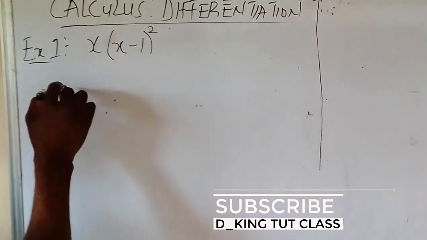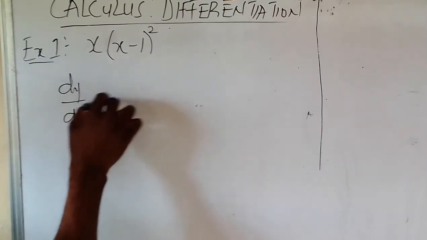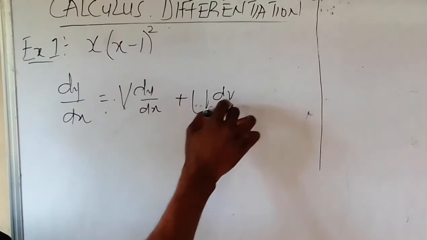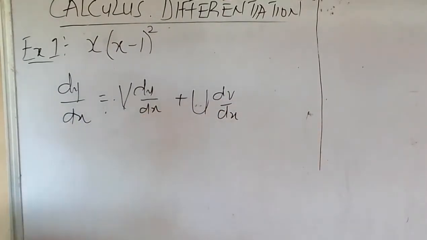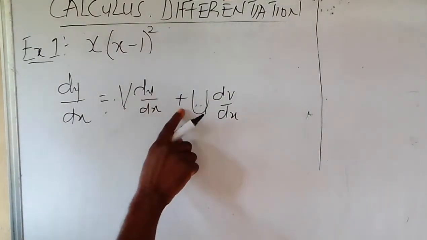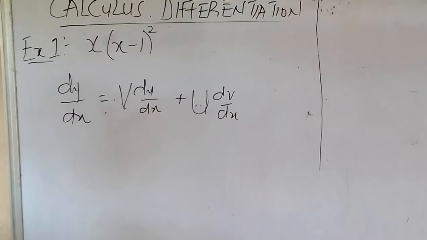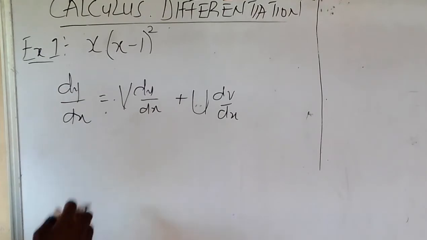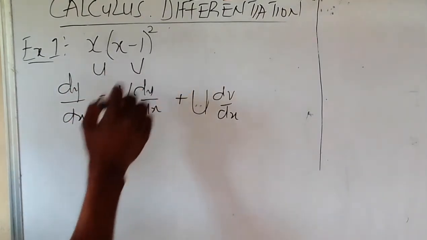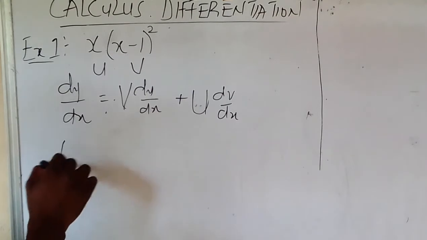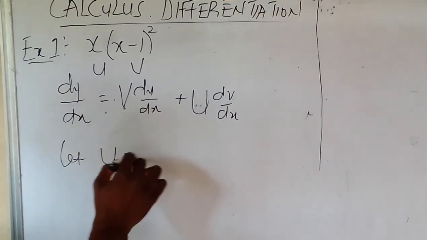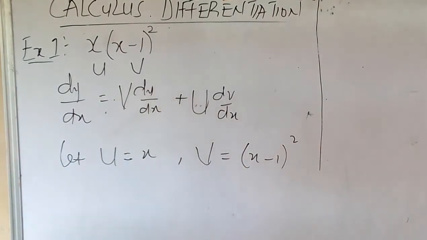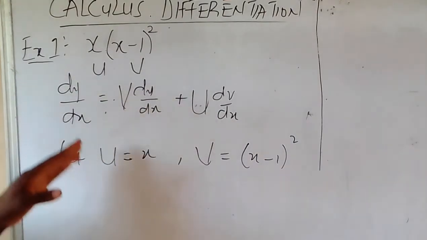From our formula, dy/dx equals v du/dx plus u dv/dx, which implies that v and u must appear in my solution. Since this is a plus sign in the product rule formula, I can make any of them u and any of them v. Let's make the first one u and the second one v. Let u be equal to x, and let v be equal to (x minus 1) all squared.